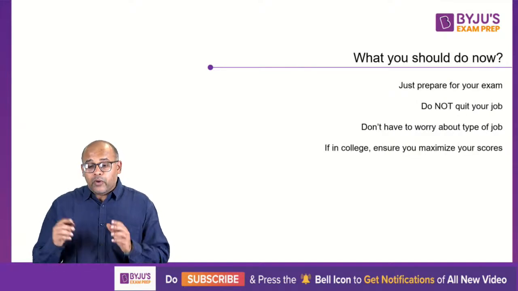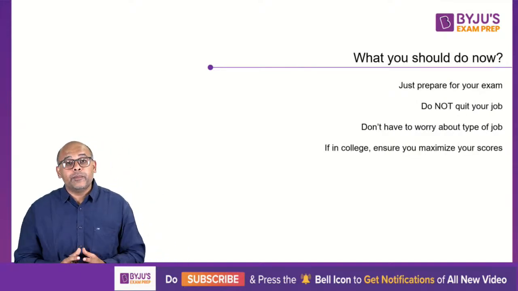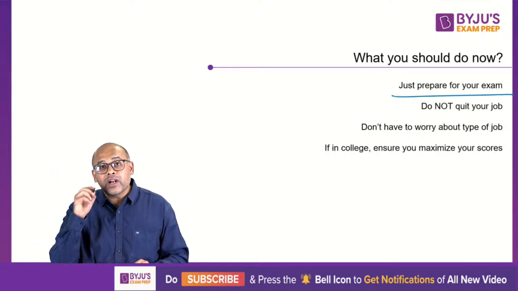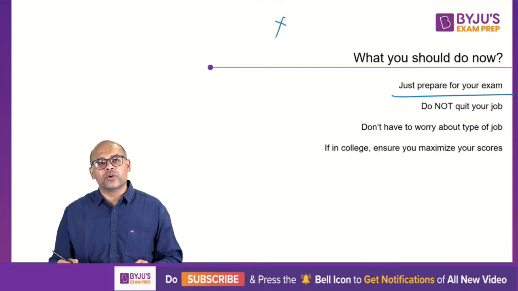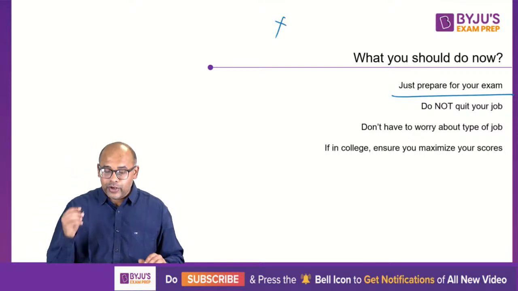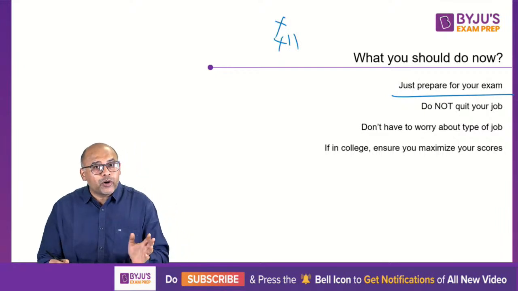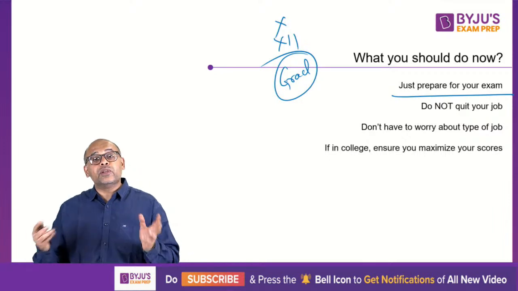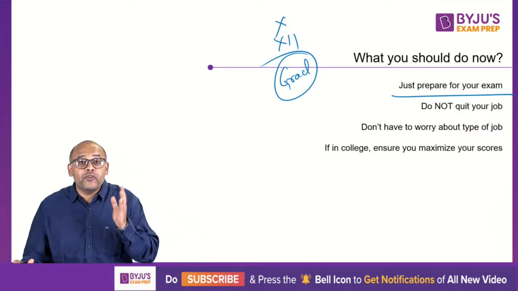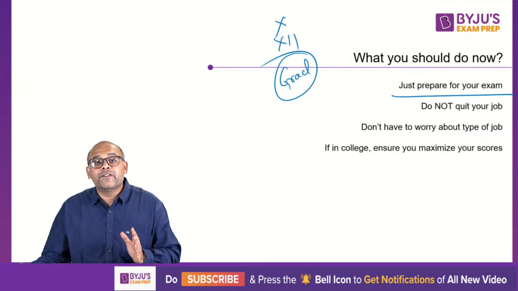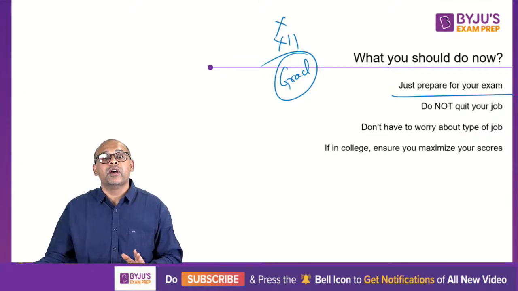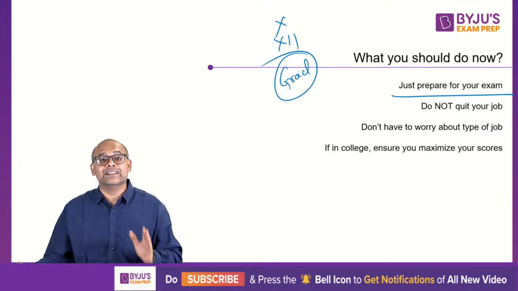Okay. Now, what should you do now? Can you do something to help you? That's an interesting question. Just prepare for your exam, because what are the things that are going to affect you? Your 10th class score. Can you do anything about it? No. 12th class score. Can you do anything about it? No. Graduation. Yes, if you have already graduated, it's out of your hands. If you are in college, my dear friend, make sure that you spend the best amount of time and get the maximum possible score, because your graduation score matters.